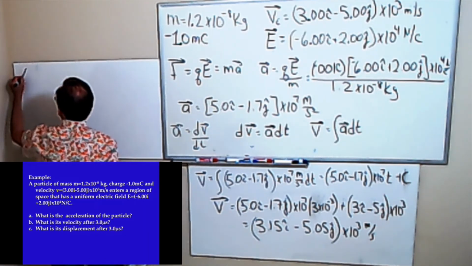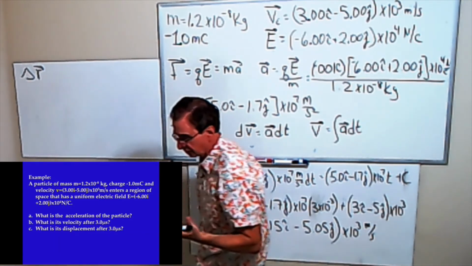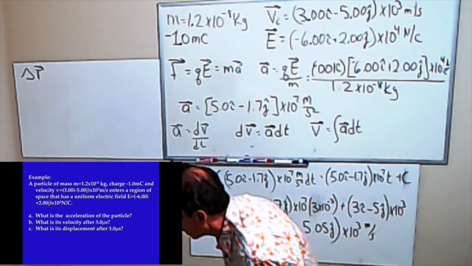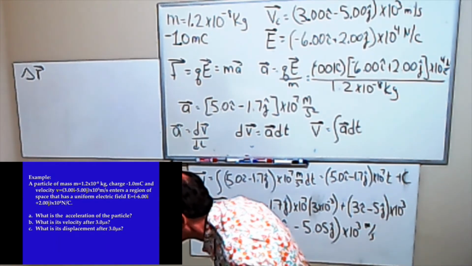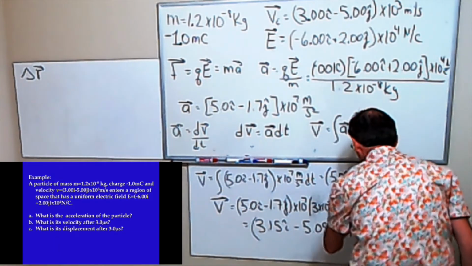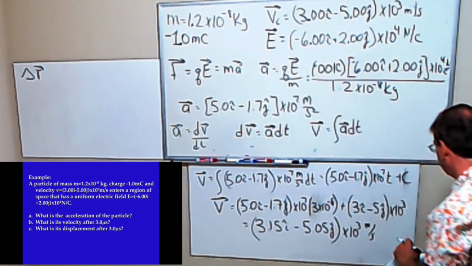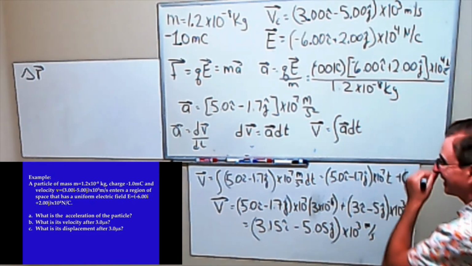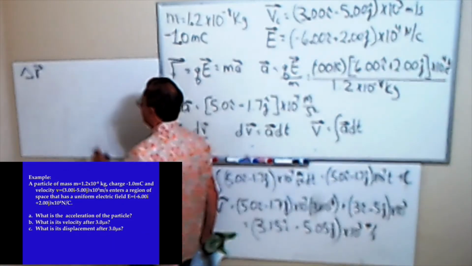I want to know delta R, so I don't have to know the initial position. I'm sorry. Yes, this is 3 times 10 to the minus 6. It's 3 microseconds. Okay. So again, how do we get this?